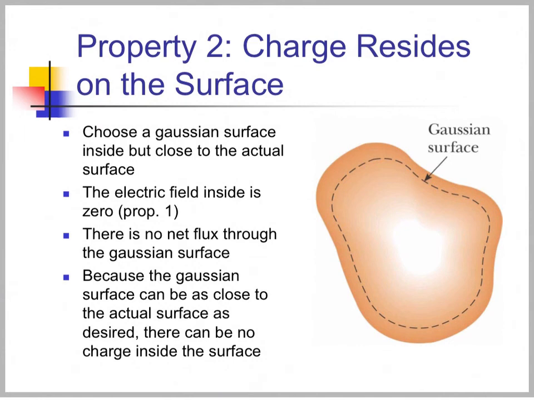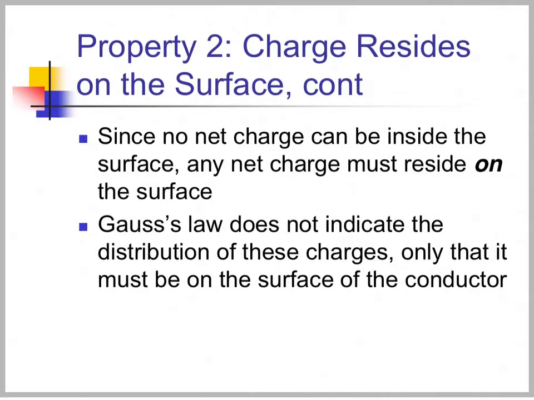and because that Gaussian surface can be as close to the actual surface as desired, there can be no charge inside the surface. Since no net charge can be inside the surface, any net charge has to reside on the surface. Gauss's law doesn't tell us how these charges are distributed on the surface, only that any charge has to be on the surface of the conductor.